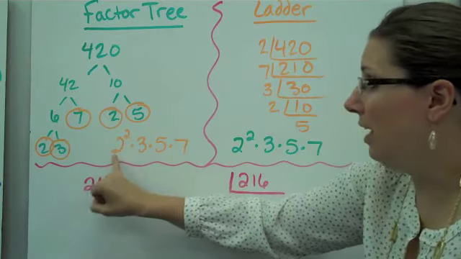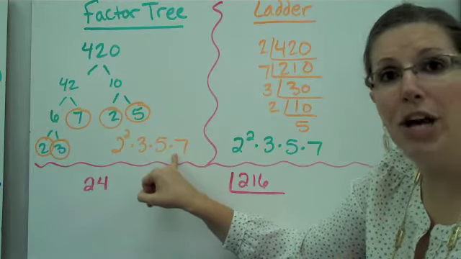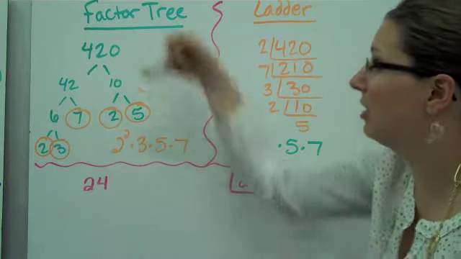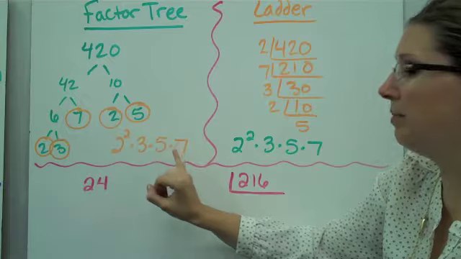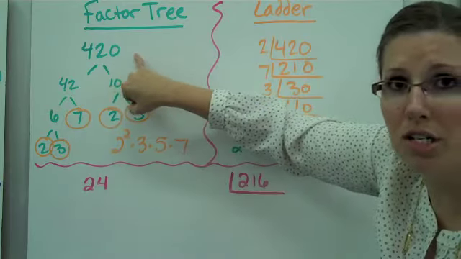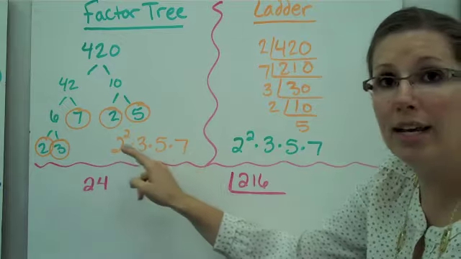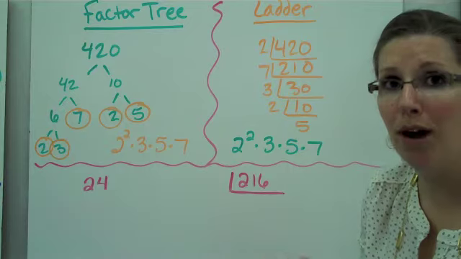So you'll notice again, I've got my numbers in order from least to greatest. A good way to check to see if you're correct is to multiply these numbers together to see if you get 420. 2 times 2 times 3 times 5 times 7 should give you 420 in the end. Another way to double check is to make sure you've got only prime numbers down here. That's why we call it prime factorization.